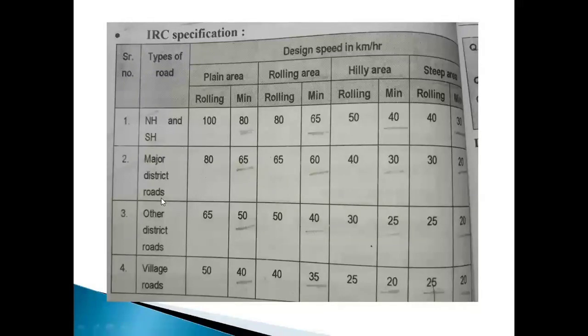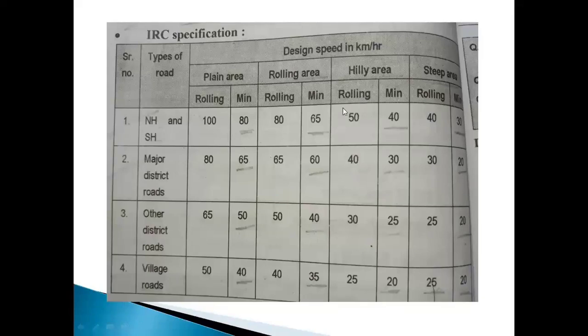Then major district roads, it is 80, 65. Other district roads 65, 50. Village roads 50, 40. Now for rolling areas, national highways and state highways, the maximum speed is 80, minimum 65. Major district roads 65, minimum 60. Other district roads maximum 50, minimum 40, and village roads maximum 40, minimum 35.